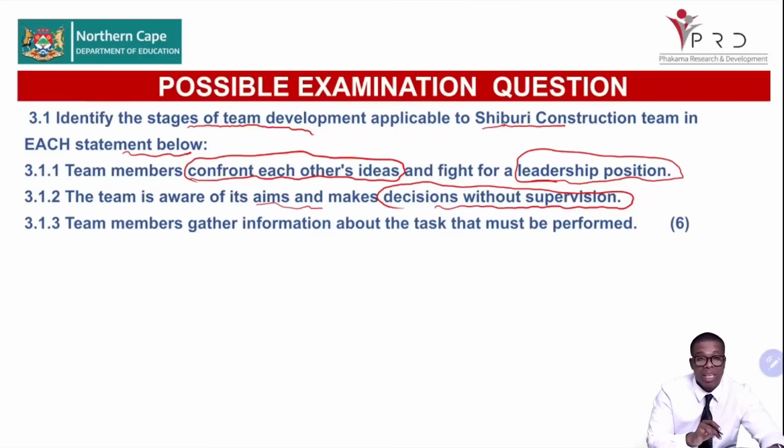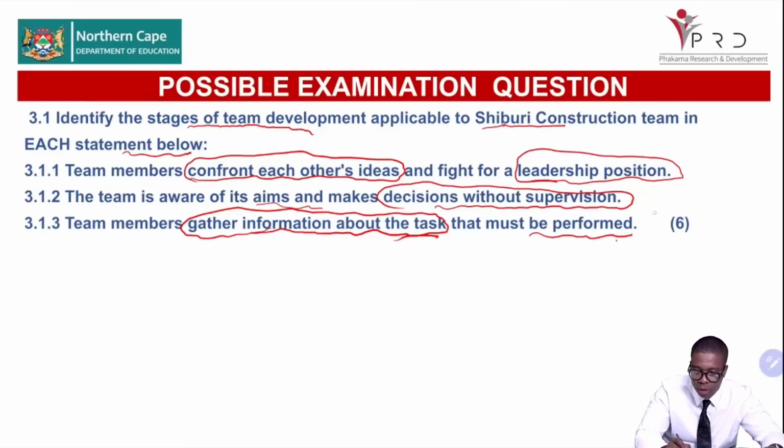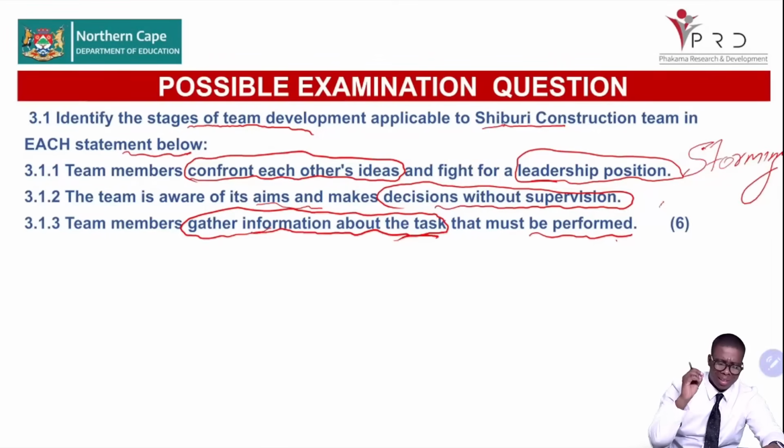Now, when a team is making a decision without the supervision of the leader, it means they know what is expected of them, and now they are excelling at what they do. The team members gather information about the tasks that must be performed. Now, when they are gathering information about the task that must be performed, what does it talk to? It talks to the first one, because they confront each other's ideas. This is stormy. When we see the word conflict, confrontations, clash of ideas, that must be stormy.